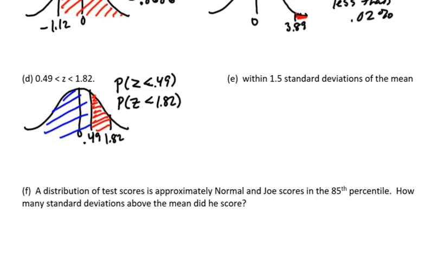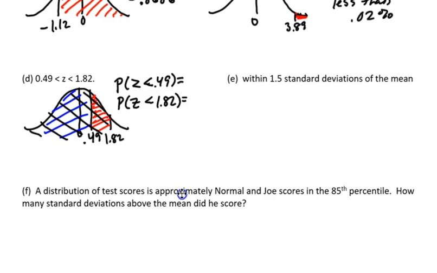Less than 1.82 would be all of this area from here to here. So the difference between the two would give me the red area. So if I take this black area, less than 1.82, minus the blue area, less than 0.49, I'll get the red area. So that's what I'm going to find out. So if you go to the table, I'm going to write the values down, have you check on the table and make sure you get the same values.